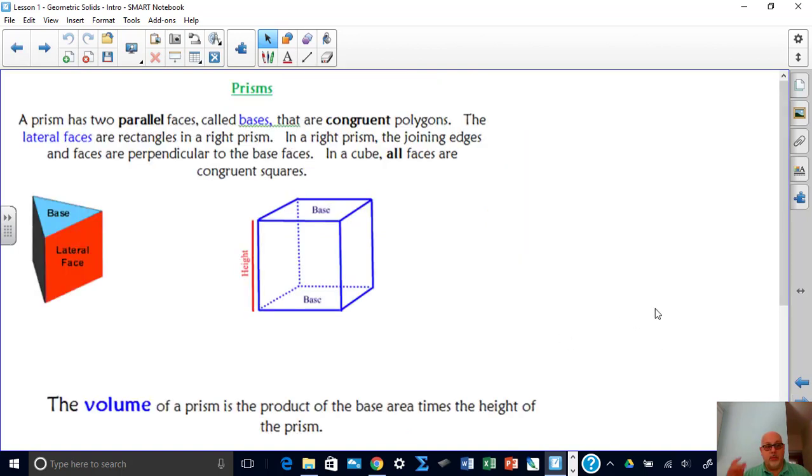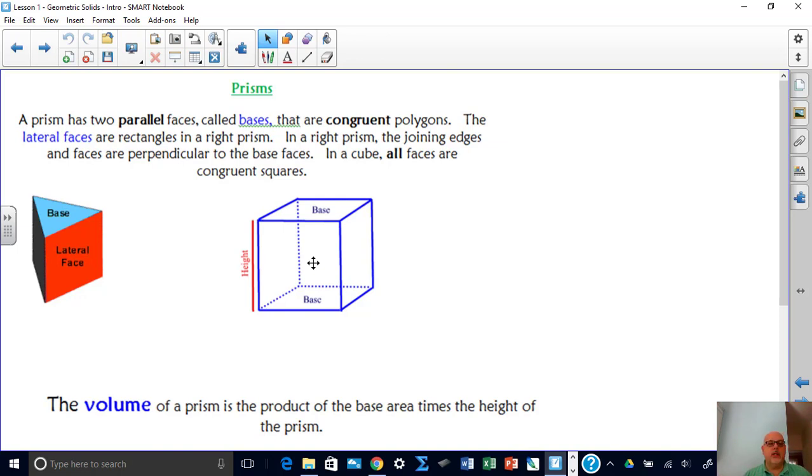So let's take a look at prisms. Prisms have two parallel faces called bases, typically the top and bottom. In a triangular prism, like here on the left, the top and bottom are triangles. The lateral faces are rectangles in a right prism. If it's a cube, all faces are congruent squares. The lateral faces are what you can see when you're looking straight at it without the top and bottom. So think of lateral as the faces but no bases.